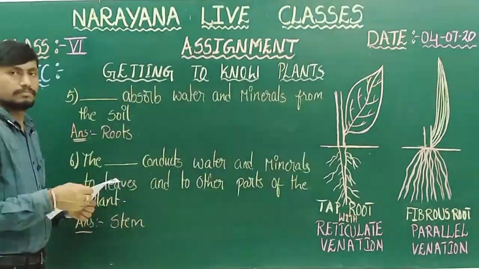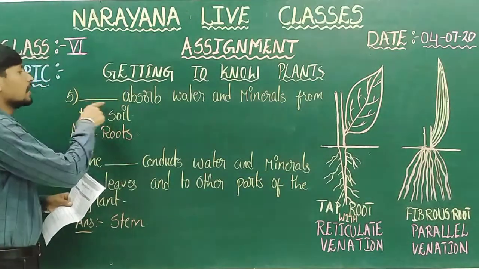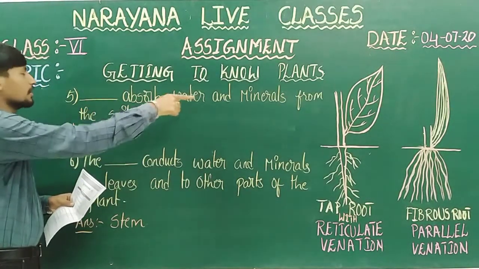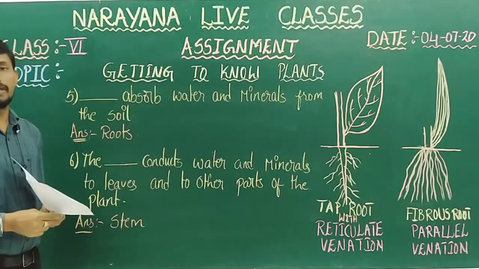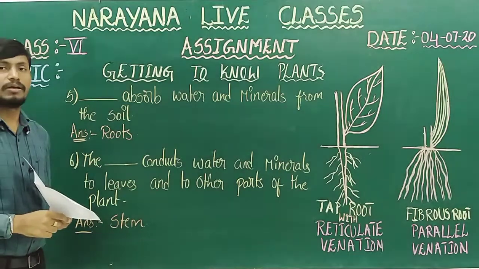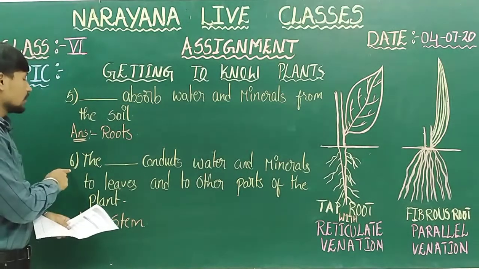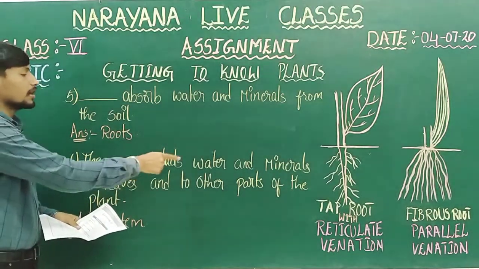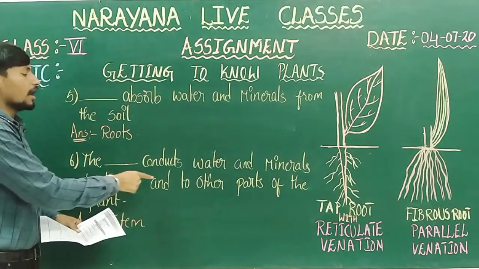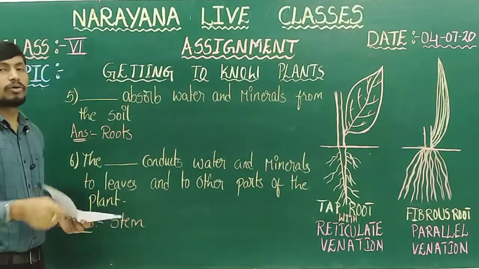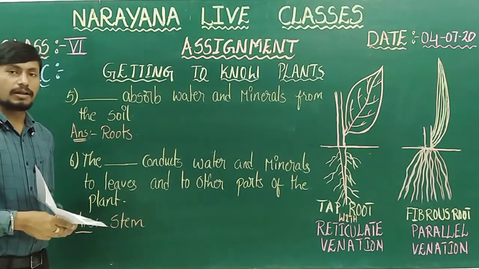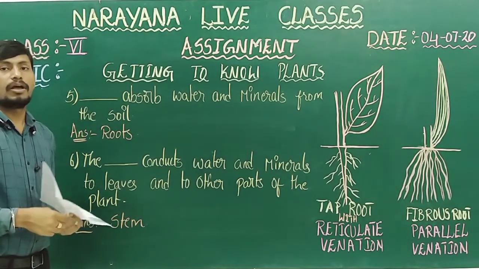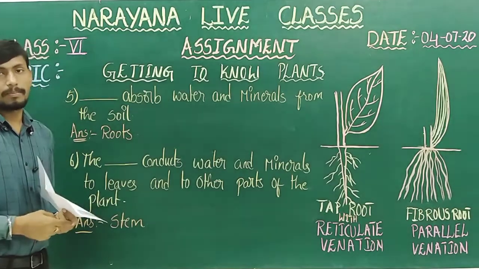Next question, fifth question: dash absorb water and minerals from the soil. The roots absorb the water and minerals from the soil. And the next question: the dash carries water and minerals to the leaves and to the other parts of the plant. We all know that the stem is the main part which conducts the minerals and other components to the entire body of the plant.